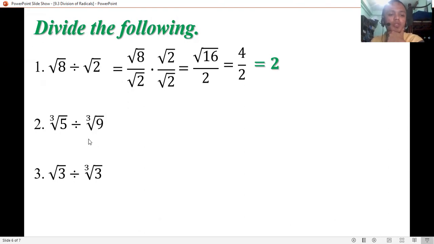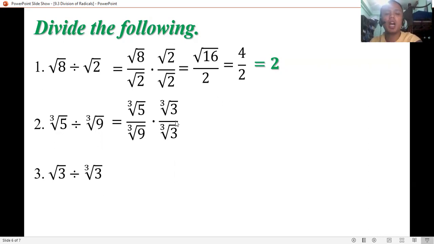Next, cube root of 5 divided by cube root of 9. Okay? So wala namang perfect cube. Multiply natin, i-rationalize natin kaagad. Kasi we cannot also divide 5 and 9, hindi siya divisible by 9. So multiply, maghahanap ka ulit. Ito na yung sinasabi ko na not all the time pwede natin gamitin yung kung anong denominator, yun ang i-multiply para ma-rationalize. Just like this one.